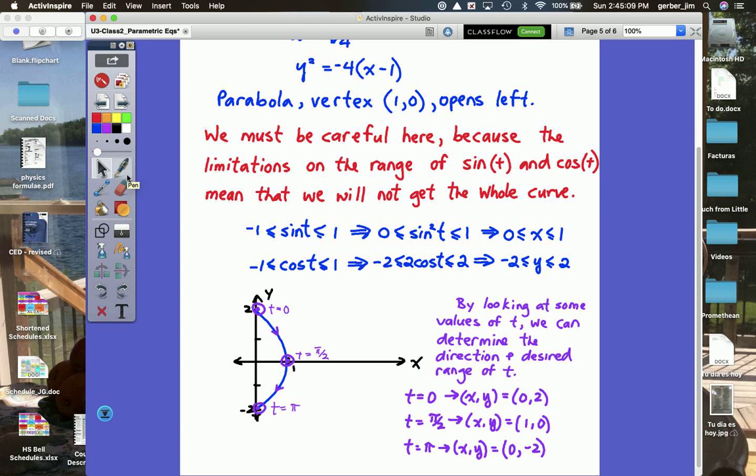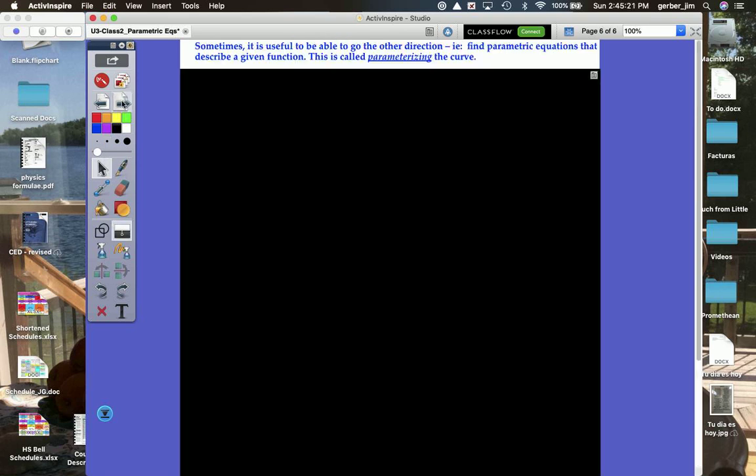So we've been talking about graphing parametrically defined curves. In other words, if I have a curve that's defined parametrically, how do I graph it? Now sometimes it's useful to go the other way. In other words, if we've got a function, can we come up with a parametric curve that describes it? That's called parameterizing the curve.